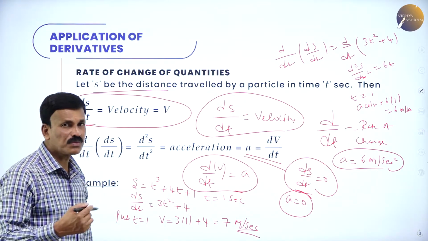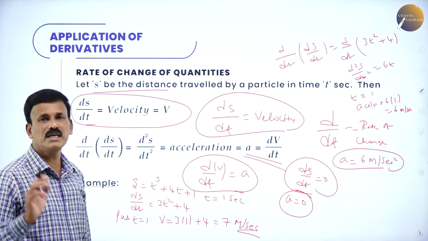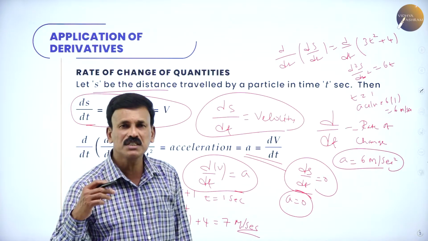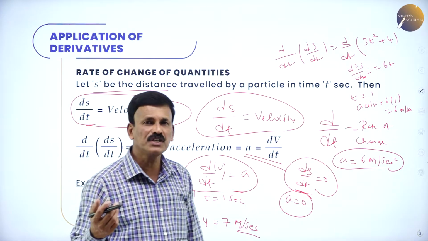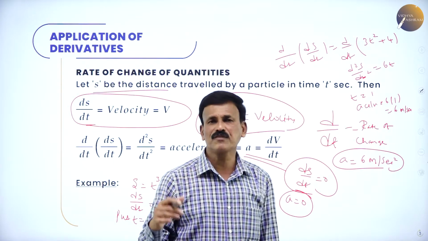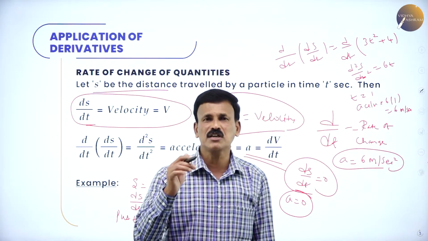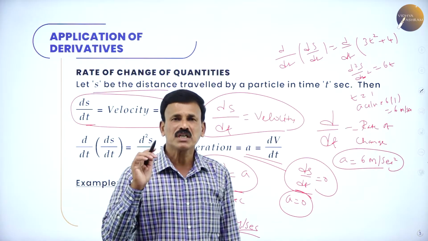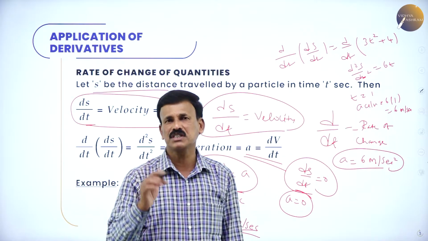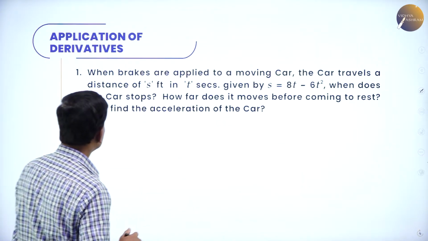Now let us come to the exact problems in this rate measure. In general, d by dt represents the rate of change. Rate of change of radius means dr by dt. Rate of change of area means dA by dt. Rate of change of volume means dV by dt. These are the few concepts which we are going to study in this type of problems: rate of change of displacement, rate of change of velocity, rate of change of radius, rate of change of area, and rate of change of volume. Okay.